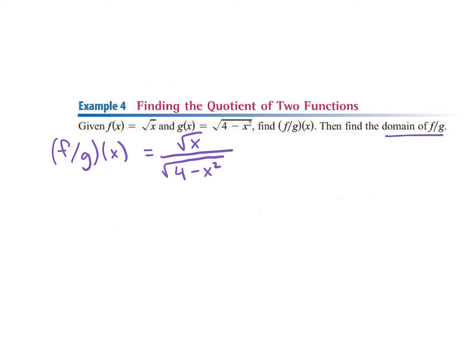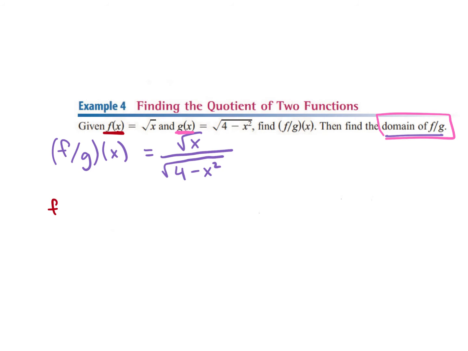Next thing I want to do is find the domain. To find the domain of a combination function, we have to check the domain of f, check the domain of g, and then check the domain of our entire function. And what overlaps in all three of those is our domain for f divided by g.